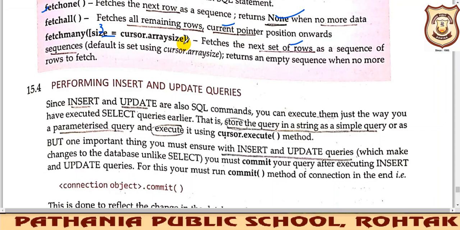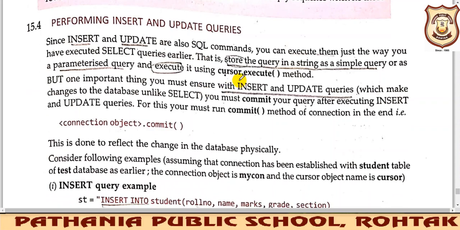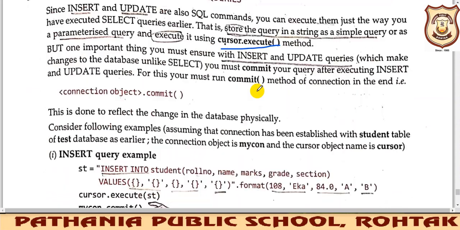Next is performing insert and update queries. For that you will be using this cursor execute function only. Whatever we are inserting with the help of the insert statement and the update statement should be committed or ended by this commit function. So how to end it? You will write the connection object name first, then commit.